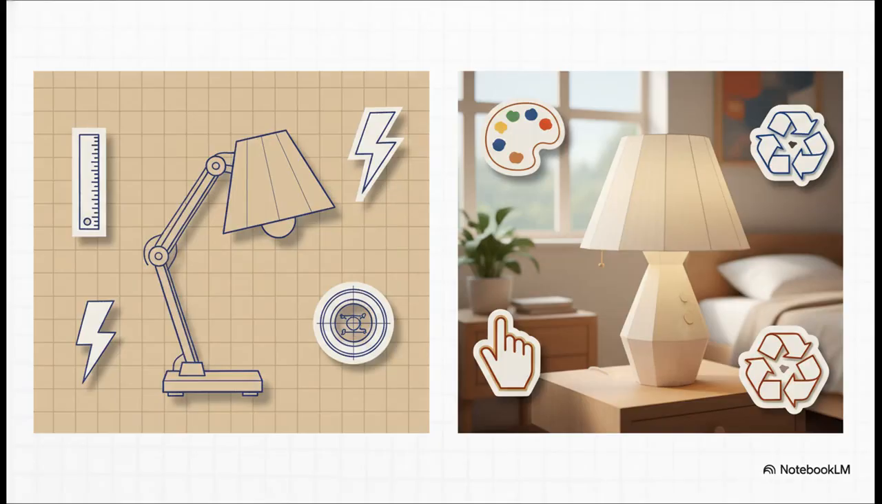This example with the lamp makes it super clear. Imagine you're designing it. The parameters are the tech specs you're stuck with: max height, the voltage, the socket type. You have to work with those. But the criteria, that's where your creativity gets to play. You decide it should look contemporary, have a cool touch switch, and be made from recycled stuff. You see? You inherit the rules, but you get to define what makes it awesome.